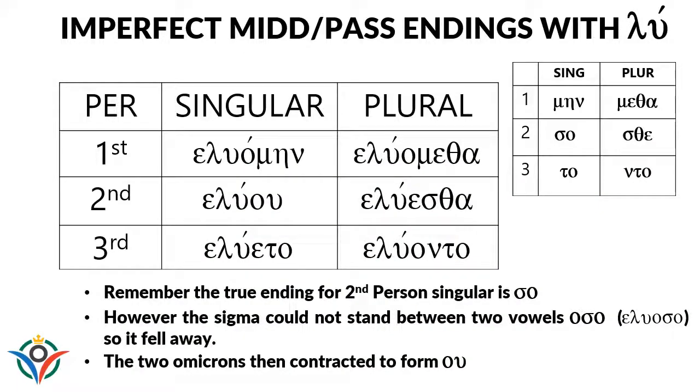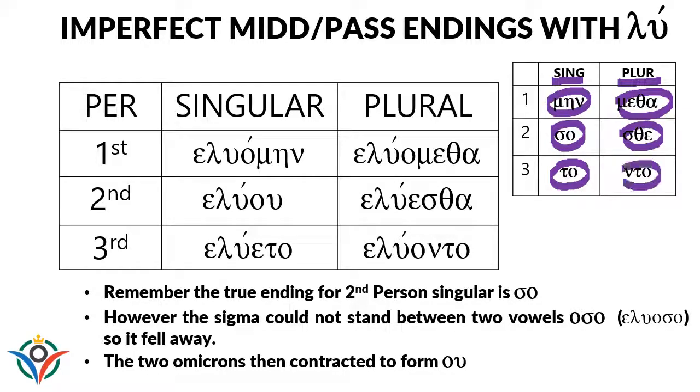It's time now to look at the imperfect middle passive endings with lu. So I've once again given you the secondary middle passive endings to remind you what they are. The singulars are men, so, and to, and the plural endings are metha, sthe, and nto. So let's now turn our attention to the imperfect middle passive forms. You can see that once again we have our augment, which is an epsilon, because our stem lu begins with a consonant. And we also see that we have connecting vowels, the omicron or the epsilon. And then we attach the secondary endings to the stem.